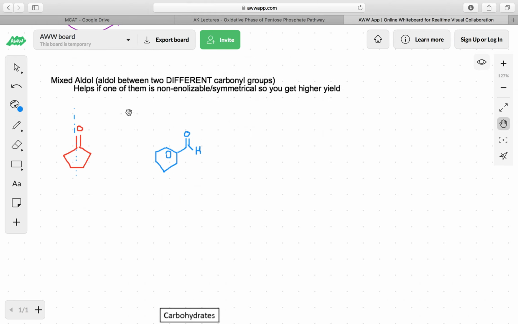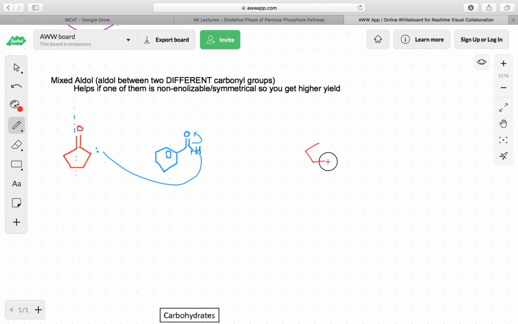So let's draw in what happens again. We know the one on the right is non-enolizable. So let's start off with what's on the left. We're going to abstract an alpha proton, and it's going to come in and attack and push up this pi bond.